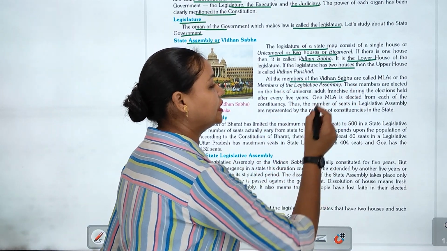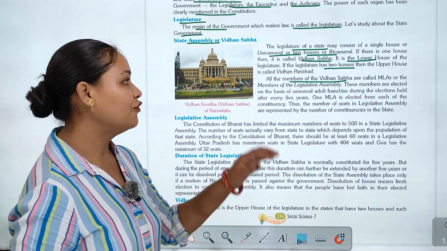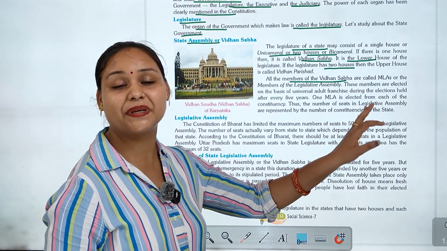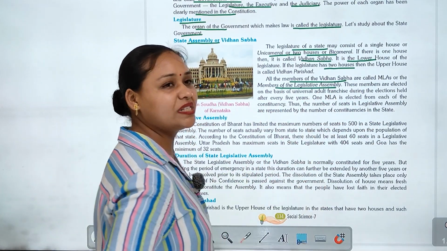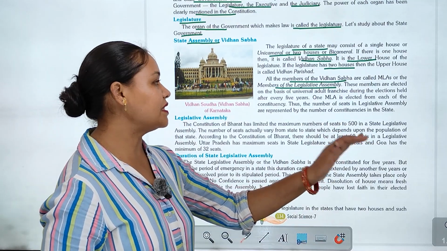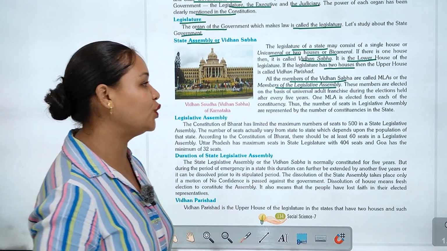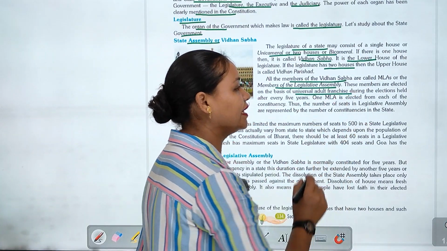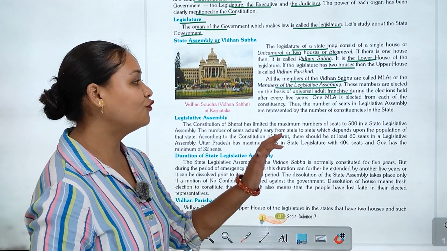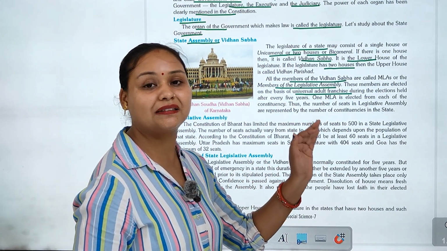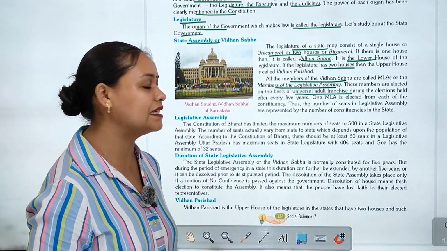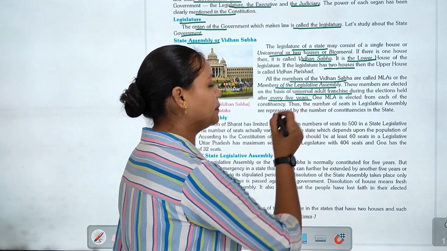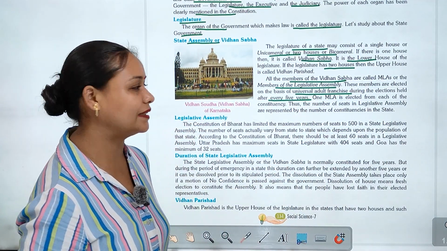All the members of the विधान सभा are called MLAs. विधान सभा में जो भी मेंबर्स होते हैं सभी MLAs कहलाते हैं. And the members of the legislative assembly are elected on the basis of universal adult franchise, अर्थात सभी नागरिकों द्वारा चुने जाते हैं during the election held after every 5 years. यह लगभग 5 साल बाद चुना जाता है.